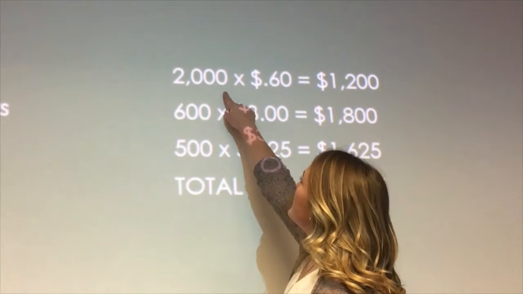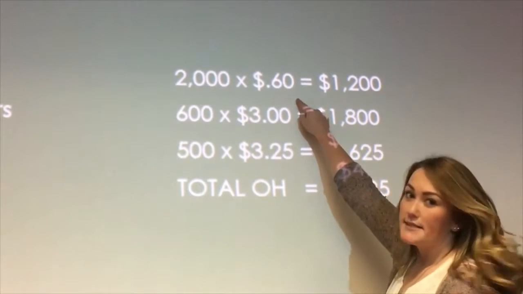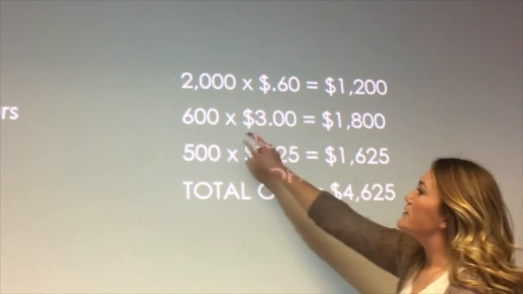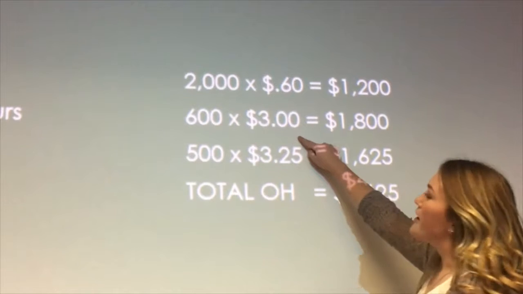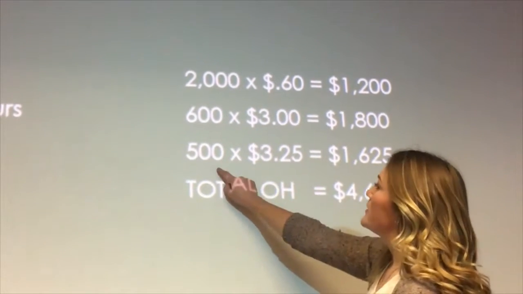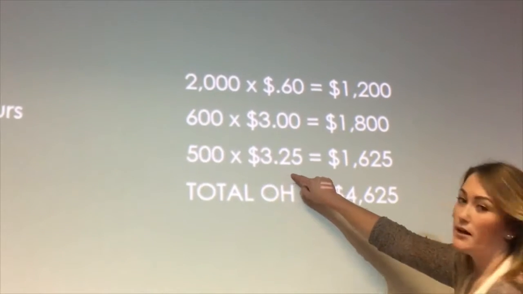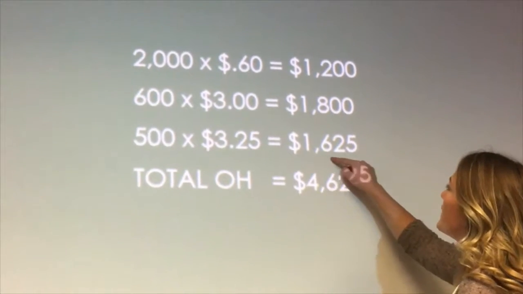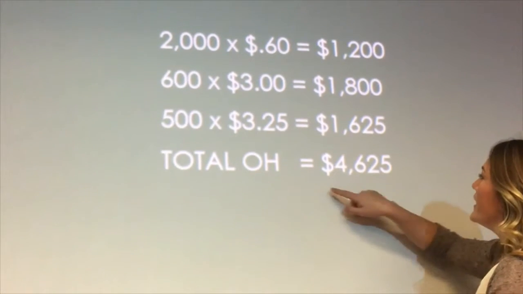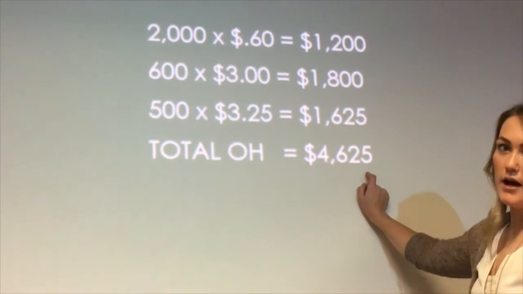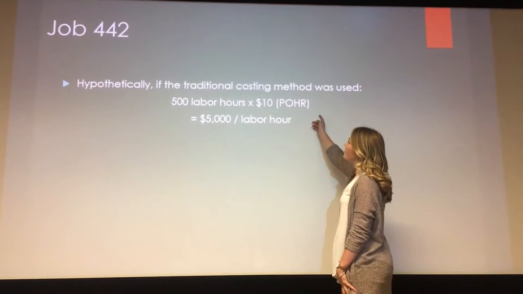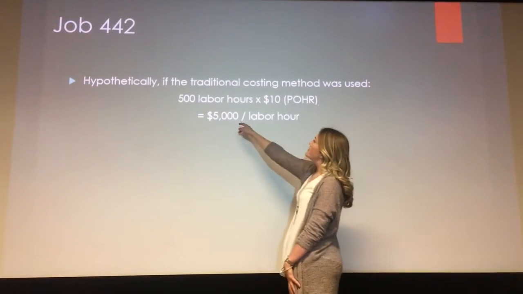So we're going to use the 2,000 square feet times the 60 cents per square foot to give us $1,200. Next, we're going to use the 600 machine hours times the $3 per hour to give us $1,800. And lastly, we're going to use the 500 labor hours times $3.25 to give us $1,625. Once we add that up, we get a total overhead of $4,625.